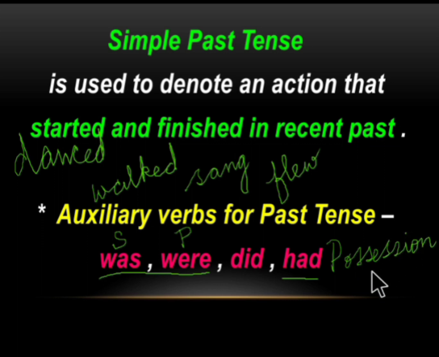Had shows the possession and did refers to the action in the past tense. So auxiliary verbs for the past tense are was and were. These are the be form of verbs for the past tense, and was is used along with the singular noun and were is used along with the plural noun. Had states the possession and it is used along with both singular and plural nouns. Did denotes the action in past tense.